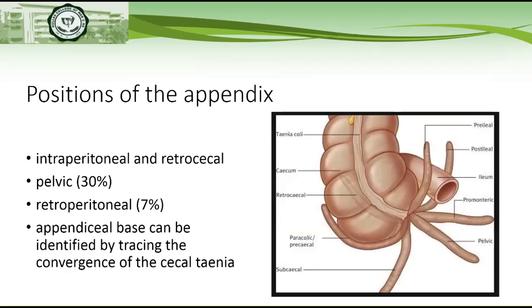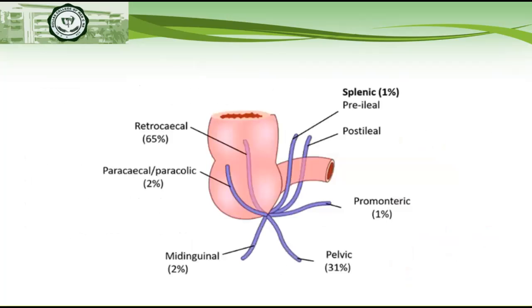Mostly, the position of the appendix is intraperitoneal and retrocecal. It's pelvic in 30% of cases, retroperitoneal in 70%. The appendiceal base can be identified by tracing the convergence of the cecal taenia. So that's how you identify the base. You trace the convergence of the cecal taenia.